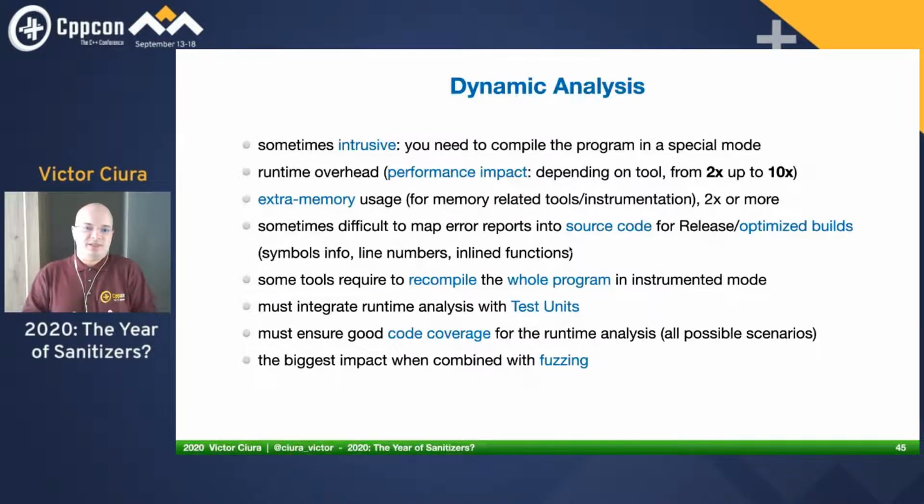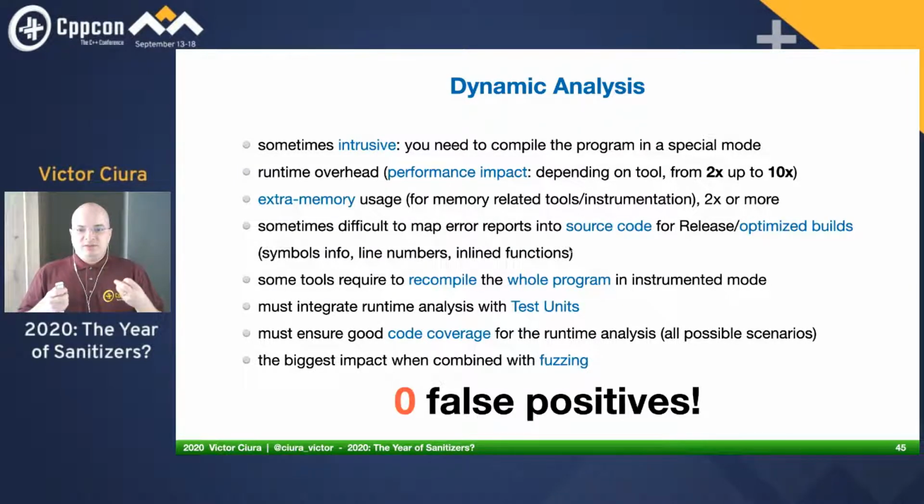So runtime analysis means you actually have to run your program and take it through its spaces or possible scenarios and make sure you have good coverage for your test units or for the scenarios you are actually planning to investigate. And the biggest impact when combined is when you're combining it with fuzzing, of course. But the killer feature of dynamic analysis is zero false positives, or so it should be advertised.